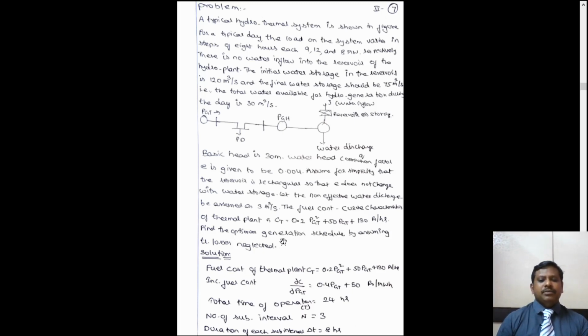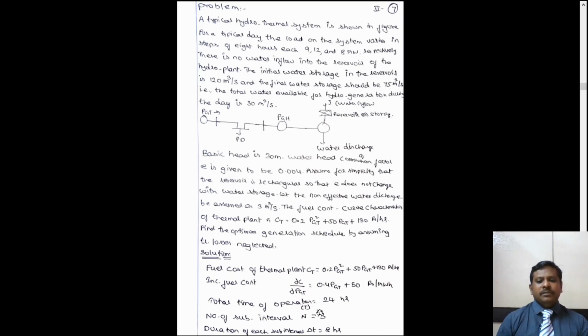So find the optimum generation schedule by assuming the transmission losses are neglected. The cost is already given as this second-order quadratic equation. So the incremental fuel cost is nothing but the derivative of this equation with respect to PGT. You will get 0.2 into 2, that is 0.4 PGT, plus 50 is the coefficient of PGT, so you will get it as 50. 130 is a constant, so it becomes 0.